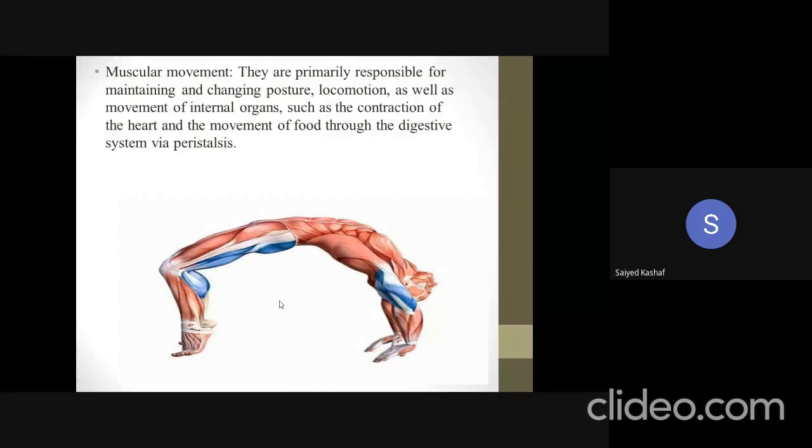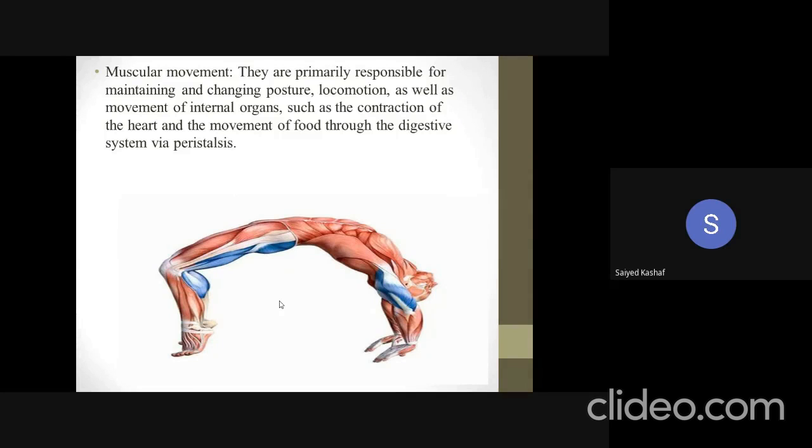They are primarily responsible for maintaining and changing posture, locomotion, as well as the movement of internal organs, such as contraction of the heart and the movement of food through the digestive system via peristalsis, that we all know. So we know that muscular movement is a more complex movement, right? It is brought about by the musculoskeletal system. This type of movement is seen in higher vertebrates.